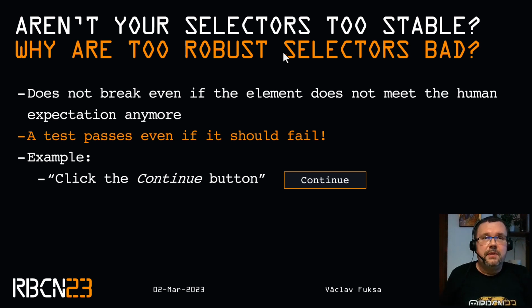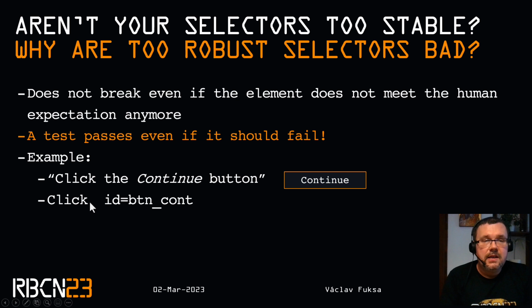Here's a short example. The manual scenario says click the continue button while there is a continue button in the application. So, for instance, we would write something like click ID equal to button underscore continue to our script. We would execute our test and the test would pass. So far, so good.